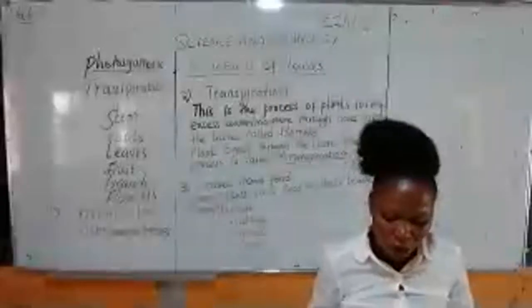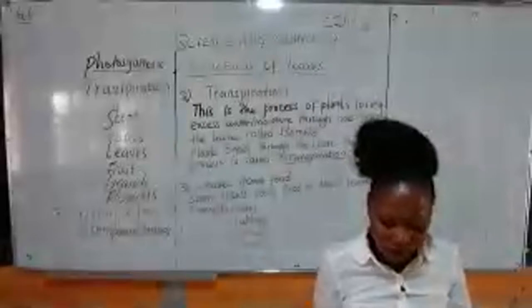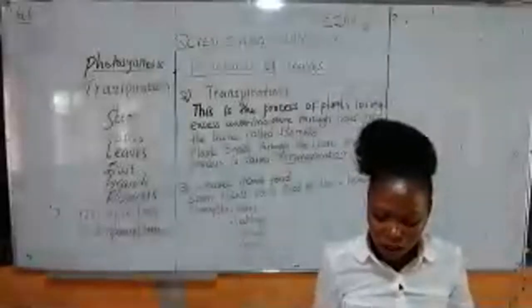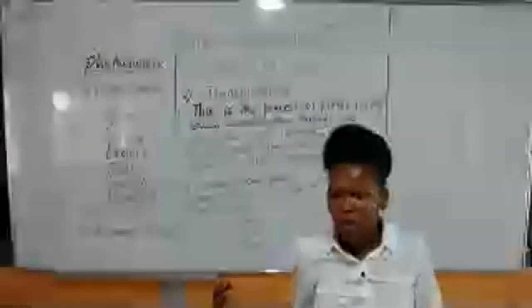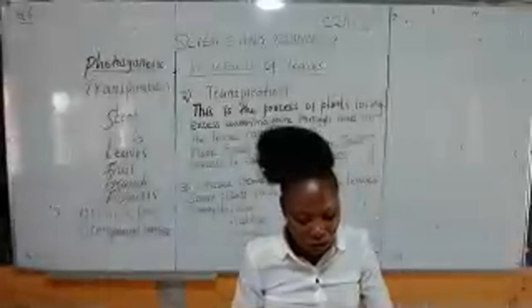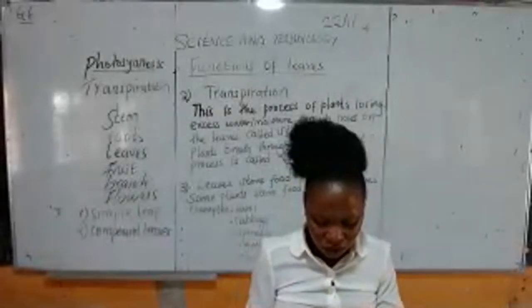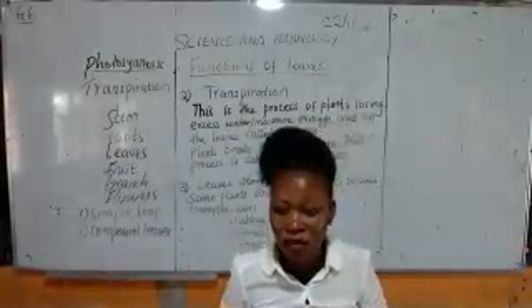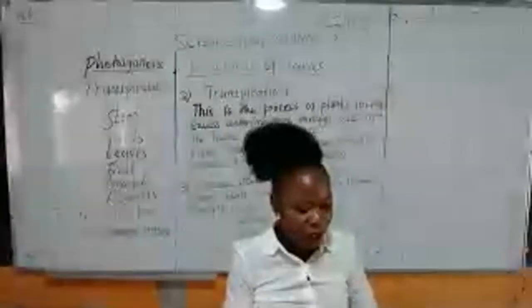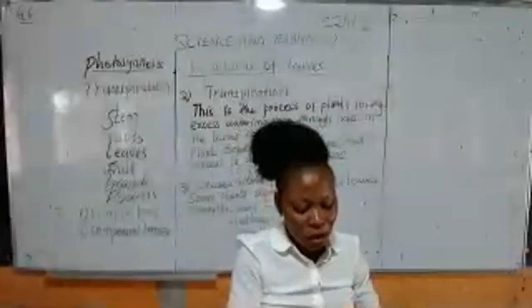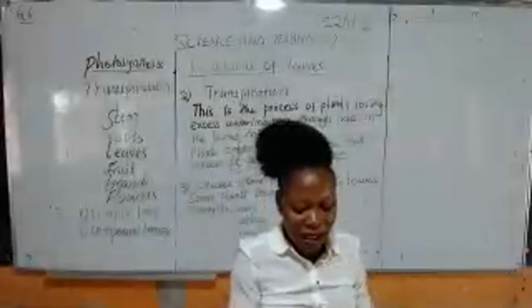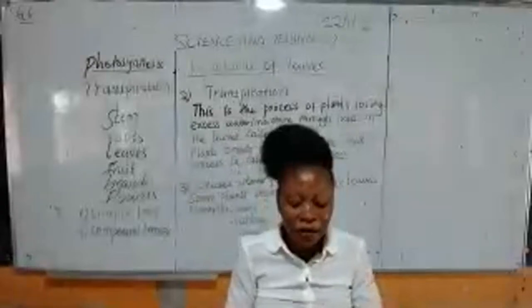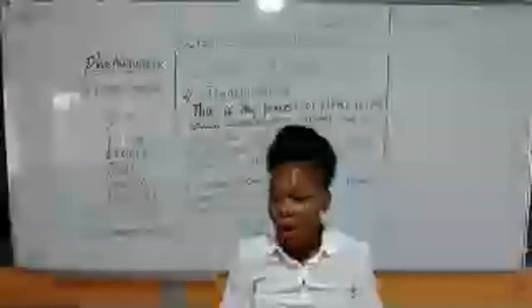Then we have some practical activity that we need to carry out in order to justify all that we have discussed. The first activity that we're going to do is to find out if plants remove excess water through their leaves. Let me give you some minutes. You write, then we discuss what you're supposed to have so that you can carry out our practicals.